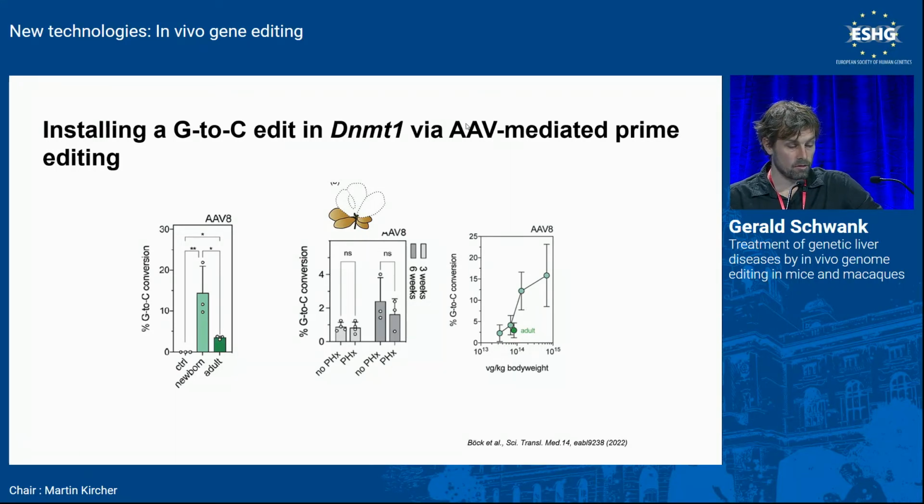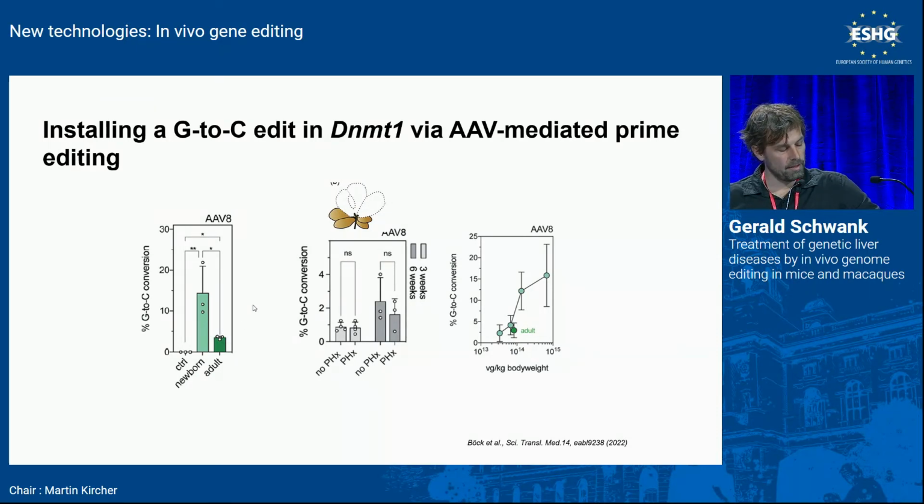Again in the liver. So we encapsulated this prime editor into an AAV vector, and we injected them either into newborn animals systemically or into adult animals. And what we observed here is that in particular newborn animals, the editing rates were actually quite decent, about 15%. In principle, that would be enough for a large number of genetic or metabolic liver diseases. In the other adult animals, however, the editing was quite a lot lower.